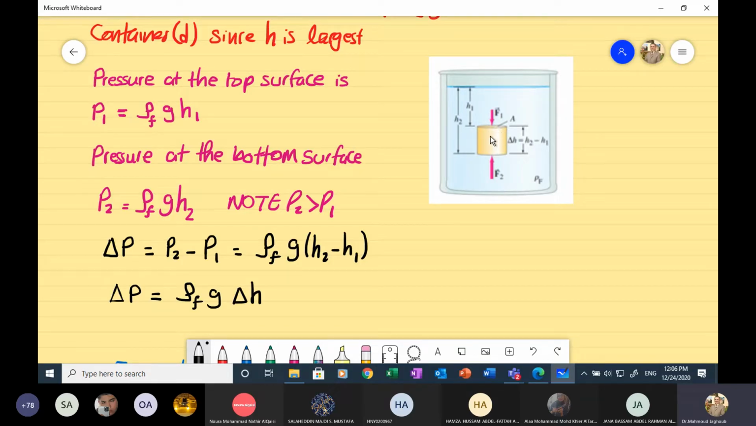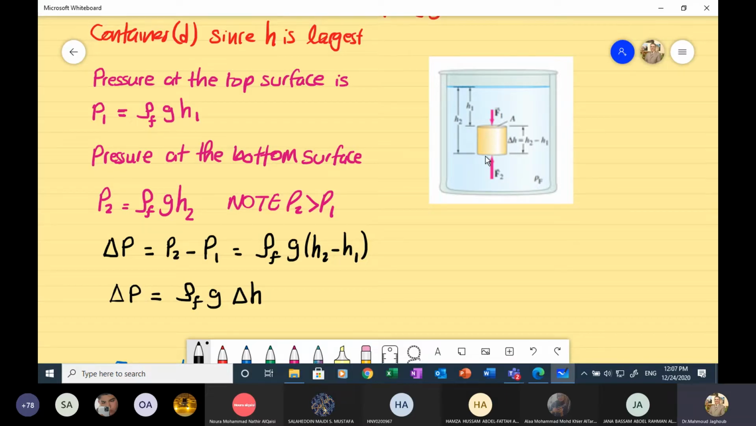Before going a little bit further, if I want to calculate P1, I say that P1 equals rho fluid times g times H1, and this is H1, and it acts downwards. Now pressure is force per unit area. This means I have a force downwards. For this, where is the force going to be? Upwards. So pressure P2 equals rho fluid g times H2. And I know that P2 is greater than P1 because H2 is greater than H1.